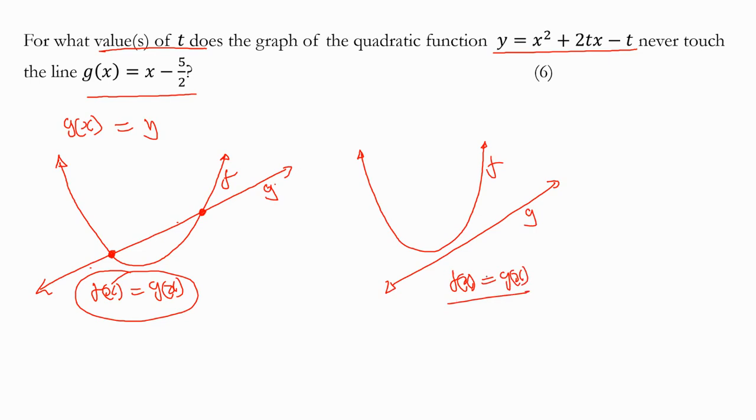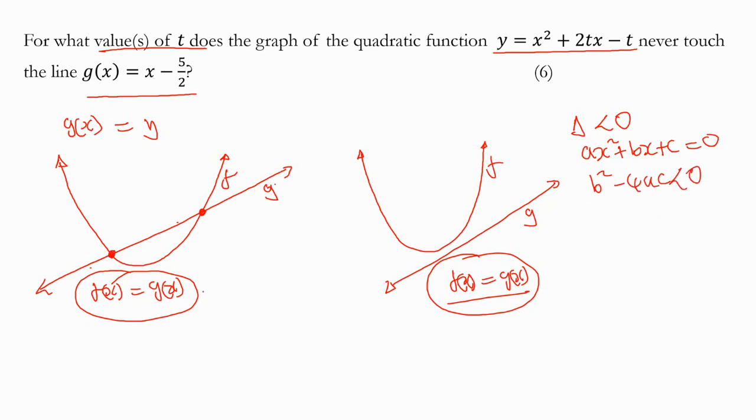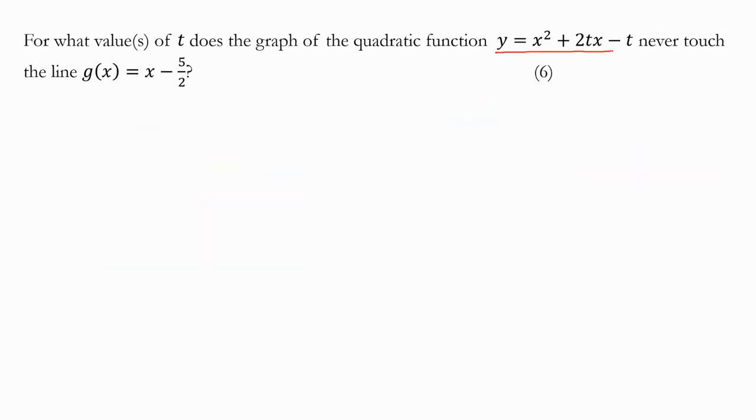So it means the roots of this situation are non-real. And we know that when the roots are non-real, the discriminant is less than 0. Remember, for an equation in the form ax squared plus bx plus c is equal to 0, the discriminant is b squared minus 4ac. When the roots are non-real, this discriminant is less than 0. So this is what we're going to use when solving this problem. Right, let's do it. When these two functions don't touch each other, then there's no solution.